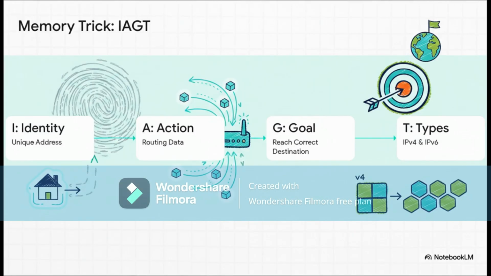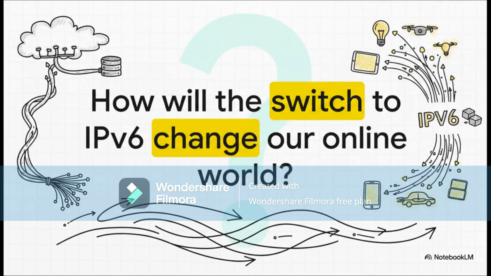And to make it even easier to remember, here's a little memory trick for you. Just think of the letters I, A, G, T, okay? I is for identity, the unique address. A is for action, routing the data. G is for the goal, which is reaching the correct destination. And T is for the types, IPv4 and IPv6. IAGT. Simple.